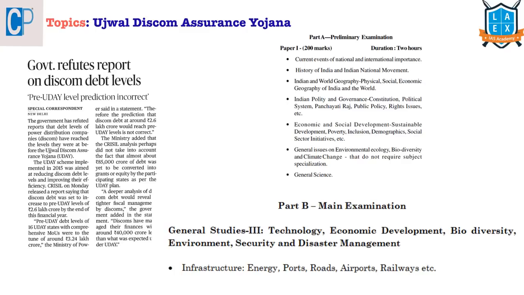The government has denied CRISIL's report on external debt of state-owned distribution companies that it is about to increase to pre-Uday levels. In case of prelims, this article comes under economic and social developments, and in case of mains, it comes under GS paper 3 under the topic of economy, and the subtopic is infrastructure under energy.